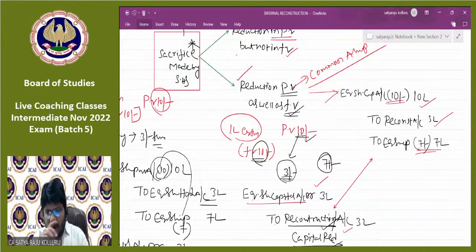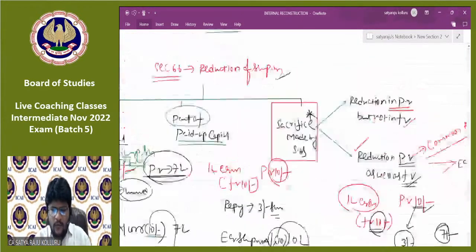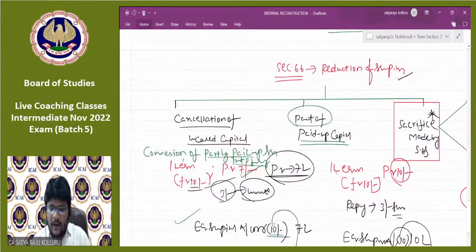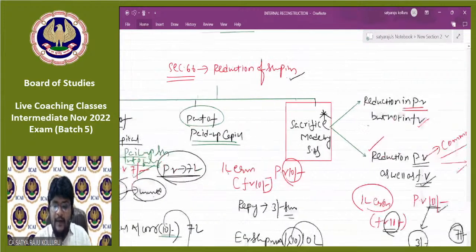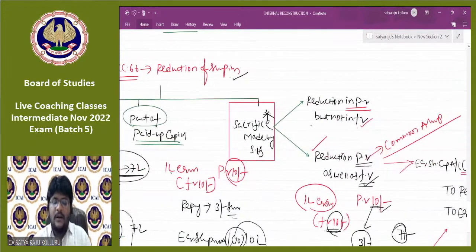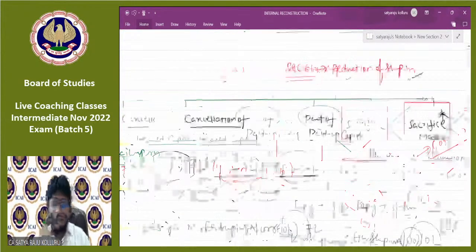Can I proceed? Do you understand, all of you, these 3 portions? That is cancellation of uncalled capital, and through payment of paid up capital, there is a reduction of share capital, and due to sacrifice made by the shareholders, that is reduction in paid up value but not in face value, reduction in paid up value as well as face value. Is it clear, guys? Fine.